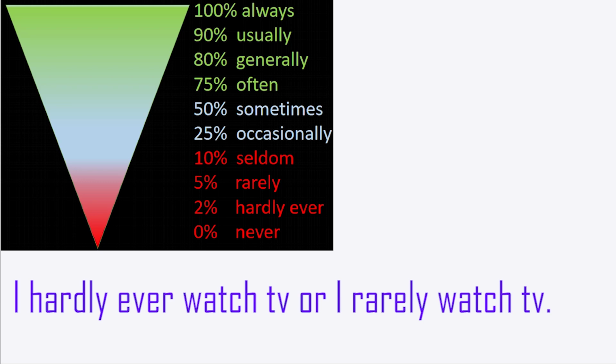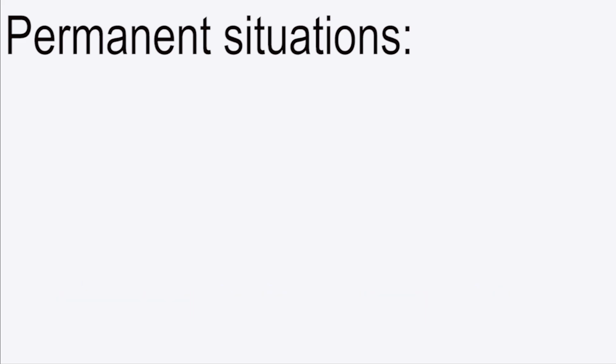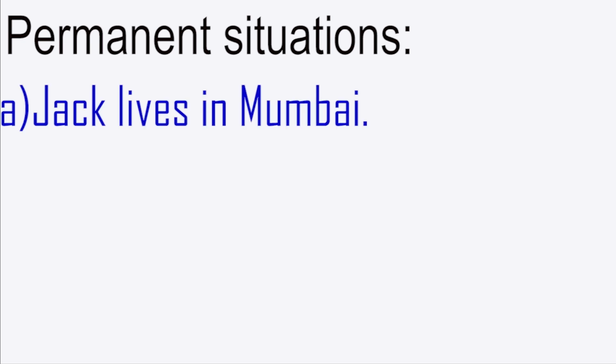Now let's talk about the other use of present simple tense. Present simple tense can be used in permanent situations or situations that don't change. For example, Jack lives in Mumbai. So when I say Jack lives in Mumbai, that's where Jack lives, not for a short time but for a long time. And more or less it's a permanent situation.